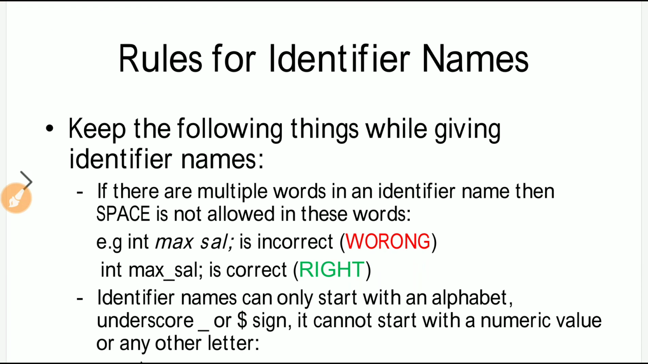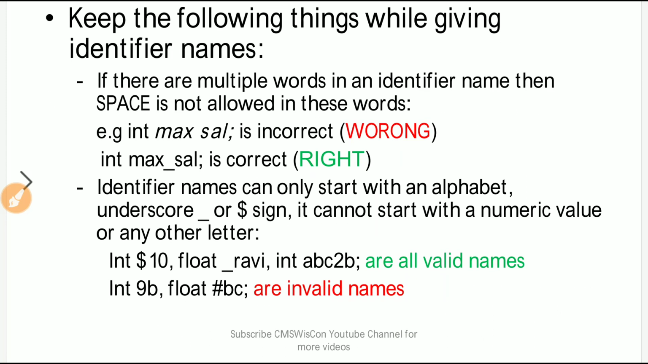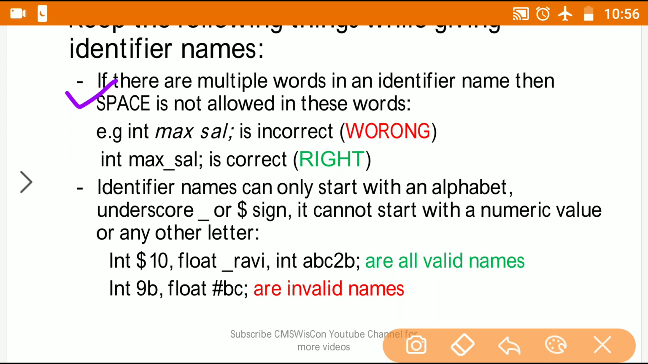So what are the rules for identifier names? You need to keep the following things in mind while giving identifier names. The first one is, if there are multiple words in an identifier name, then space is not allowed in these words. Suppose you just want to give a name MaxSal for maximum salary, then you cannot provide a space between Max and Sal. So it is an incorrect way. The right way is you can connect these two words with an underscore.